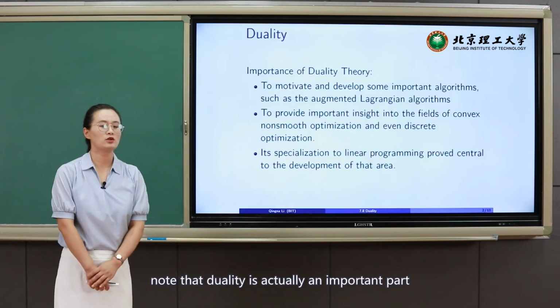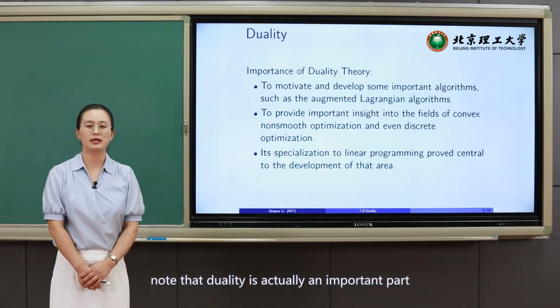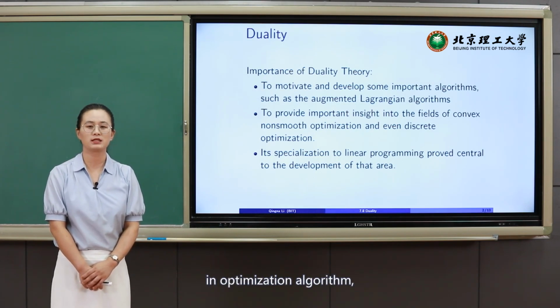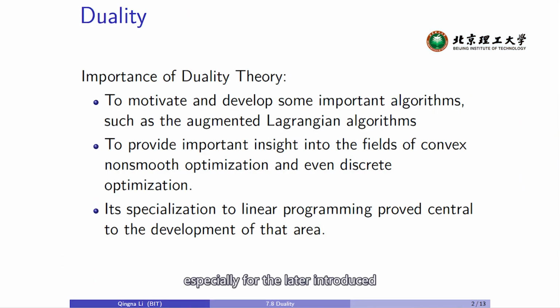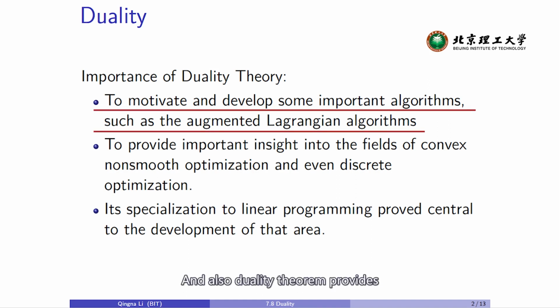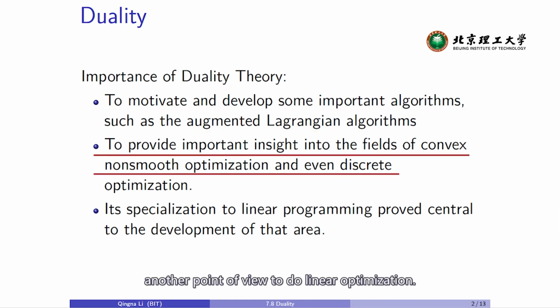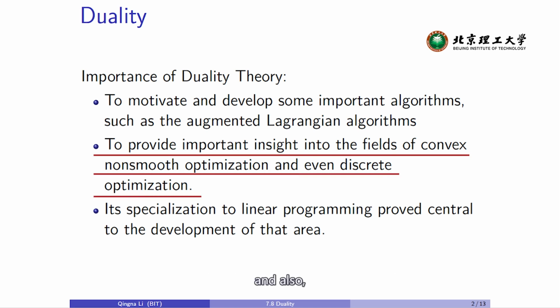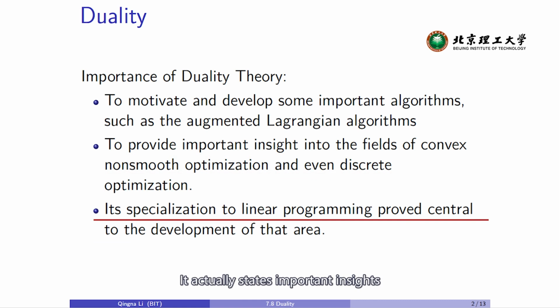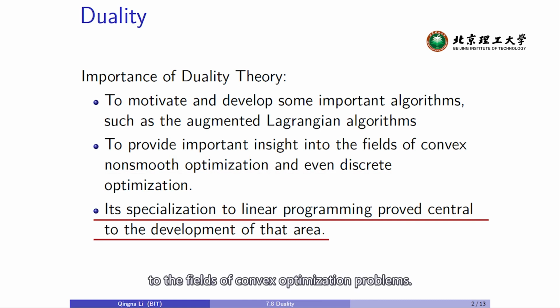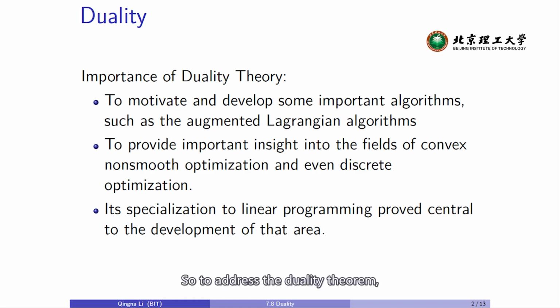Note that duality is an important part of optimization algorithms, especially for the later introduced augmented Lagrange method. The duality theorem also provides another point of view on linear optimization, and it states important insights into the field of convex optimization problems. To address the duality theorem, let's first take a look at the KKT conditions.